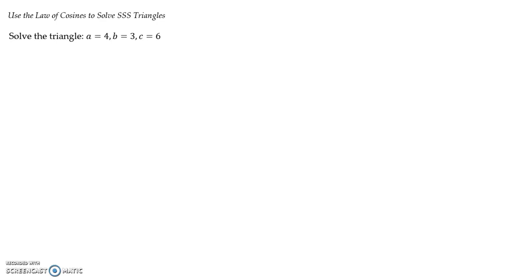Let's go ahead and take a look at another problem that involves law of cosines. This time we're going to be working with a triangle where we're given three sides. So let's go ahead and start with our formula. We've got c squared equals a squared plus b squared minus 2ab cosine of c.